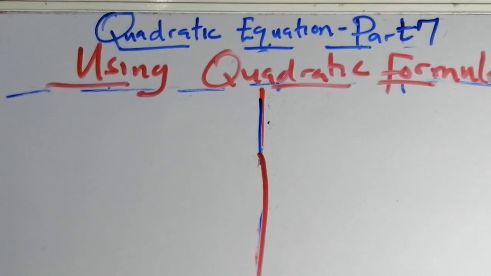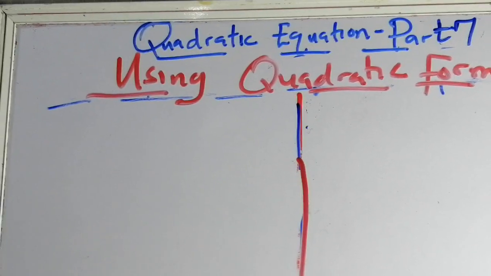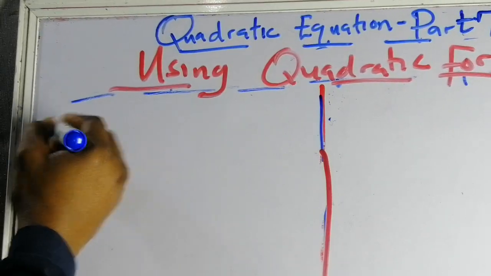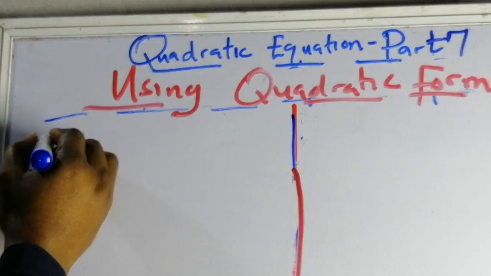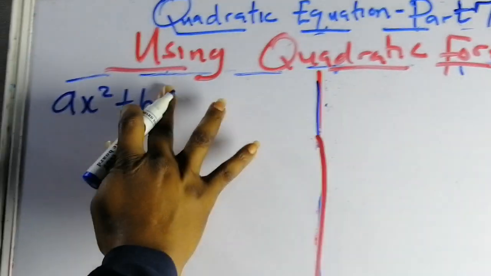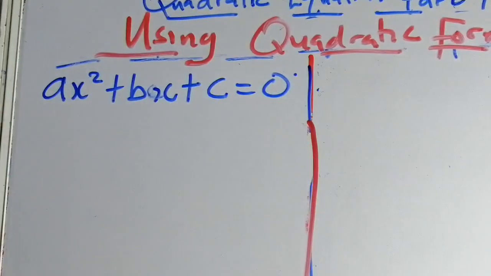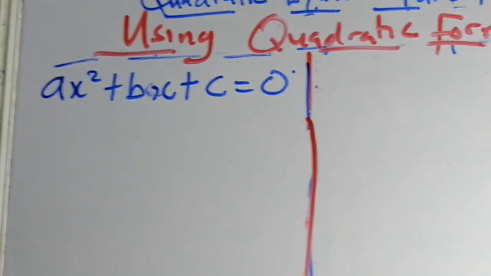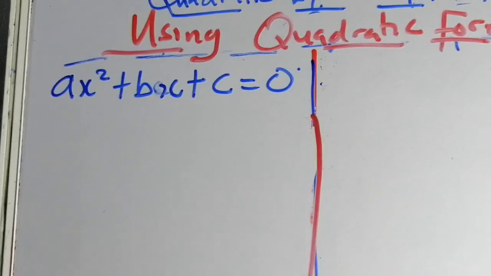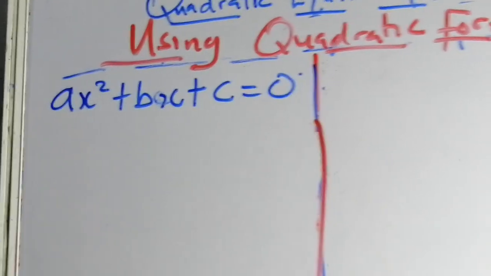And that is very simple. It's just the step that I mentioned in part 6. Just follow that step, you will get it. And it's the same thing here. So this is the general quadratic equation: ax squared plus bx plus c equals 0. This is the general quadratic equation that we use under this part.